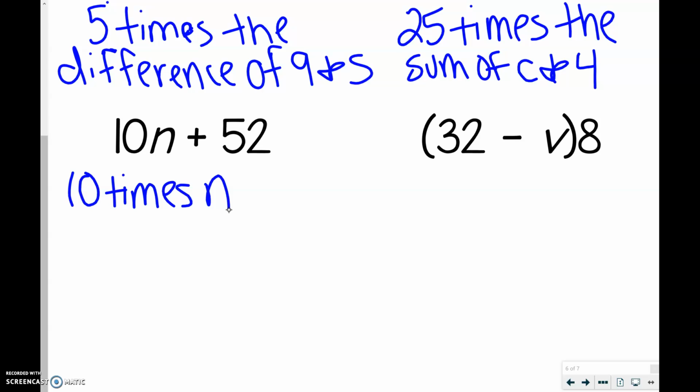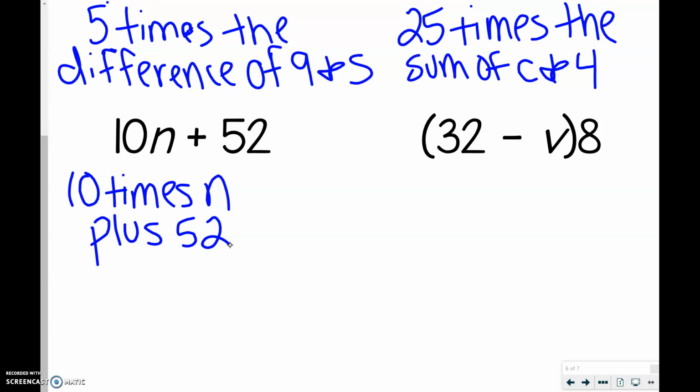So this one's saying 10 times n, and then you can just say plus 52 or added to 52 or more than 52, whatever adding word you want to use. I'm going to keep mine simple because these are already a little bit complex, more than one thing's happening, but if you want to do more words, that's fine. Just don't lose track of what you're really trying to say.